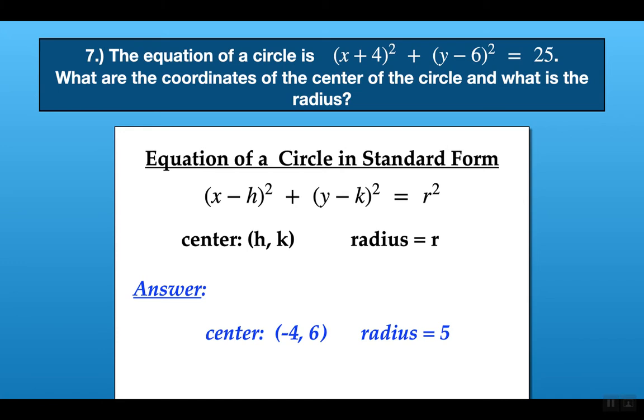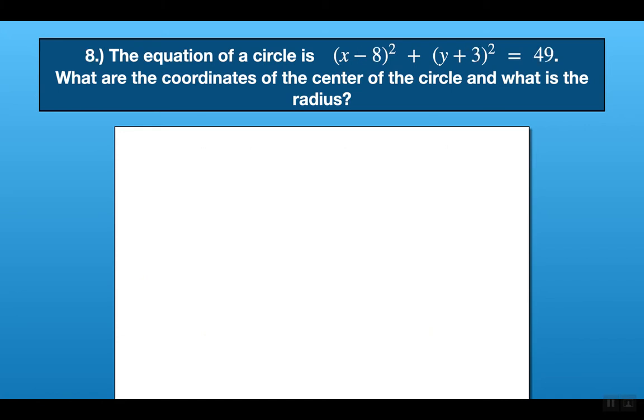Okay, so I'm going to show another question just like this. See if you could answer it before I show you the answer. All right, so here's question number 8. The equation of a circle is (x - 8)^2 + (y + 3)^2 = 49. What are the coordinates of the center of the circle, and what is the radius?